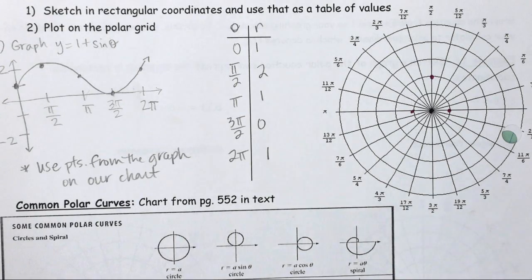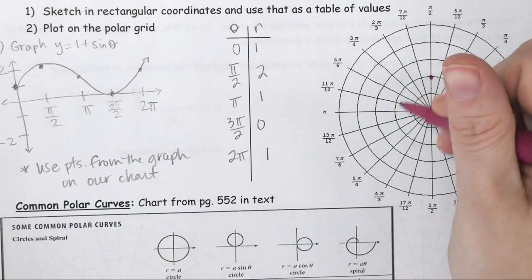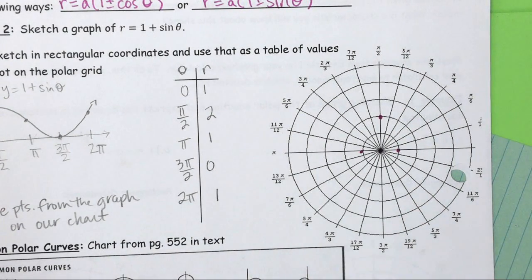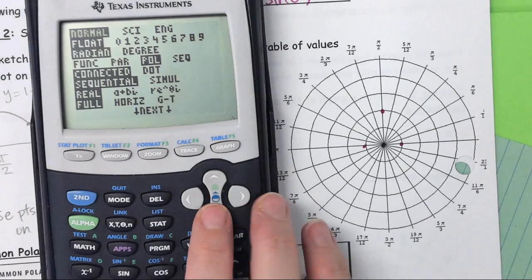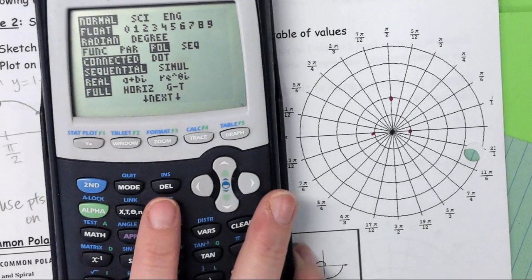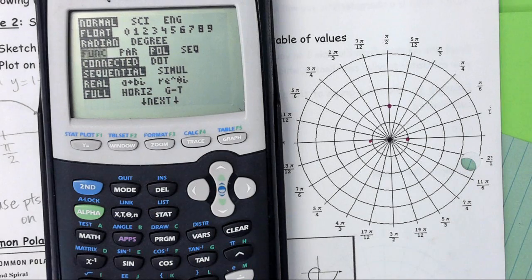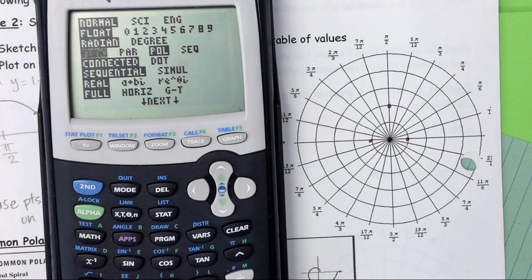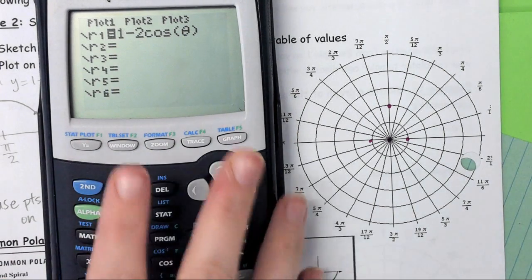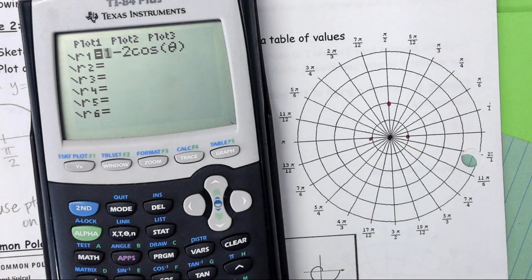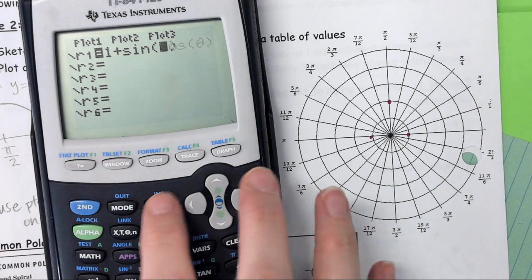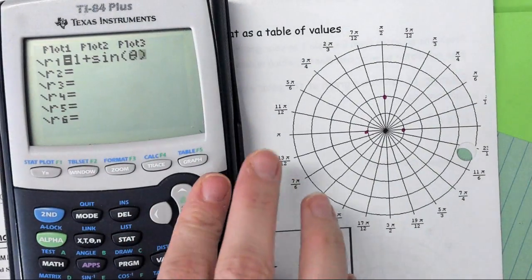Okay, so I don't have a good idea of exactly where these points are going to go from the points in my table. I'm going to show you how you can use your calculator to get a very, very precise graph. To do that, first make sure that your mode is in polar mode. And then you also want to be in radians, since we're going to be working with radians on our polar grid. Then we're going to go to our y equals, and we're going to plug in 1 plus the sine of theta.